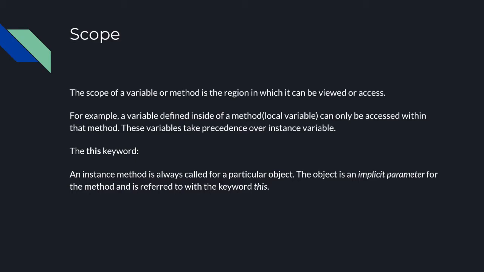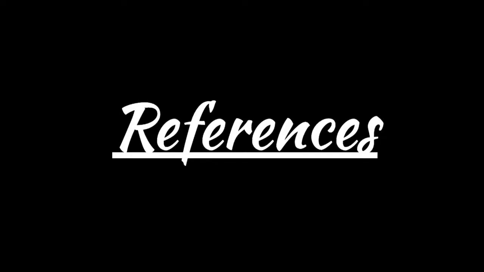Another keyword that we didn't talk about before is this. An instance method is always called for a particular object. The object is an implicit parameter for the method and is referred to with the keyword this.